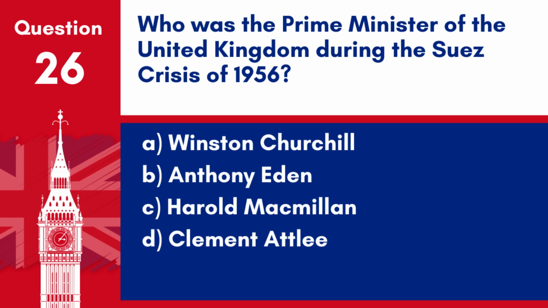Question 26. Who was the Prime Minister of the United Kingdom during the Suez Crisis of 1956? A. Winston Churchill. B. Anthony Eden. C. Harold Macmillan. D. Clement Attlee. Answer: B. Anthony Eden. Anthony Eden was the Prime Minister during the Suez Crisis of 1956.